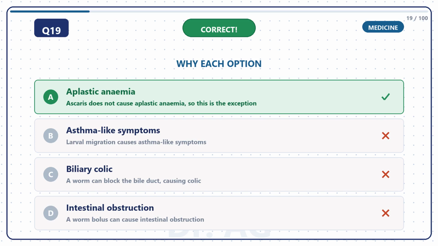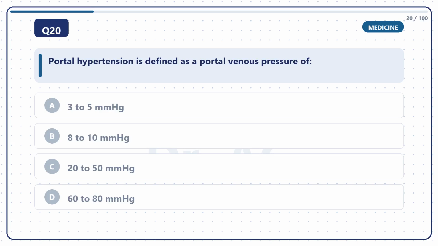Aplastic anemia. Question 20. Portal hypertension is defined as a portal venous pressure of option A 3 to 5 millimeters of mercury. Option B 8 to 10 millimeters of mercury. Option C 20 to 50 millimeters of mercury. Option D 60 to 80 millimeters of mercury.